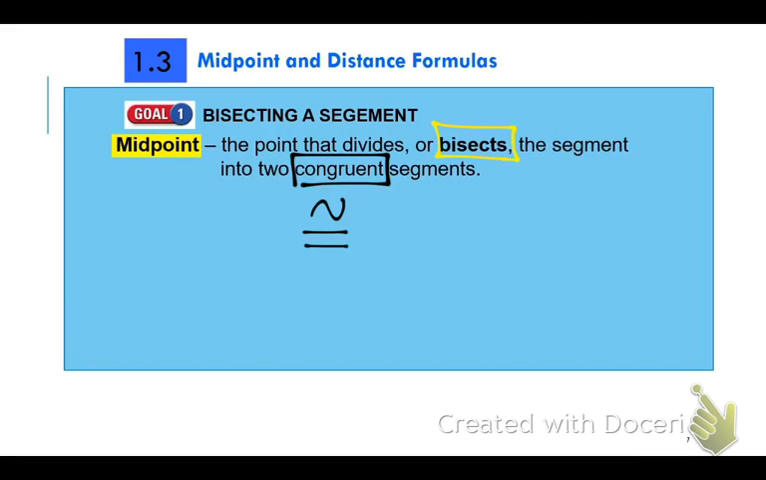Cutting something into 2 congruent halves.